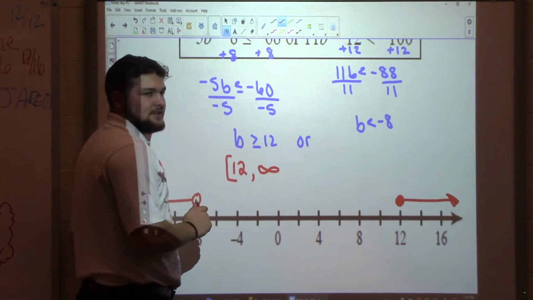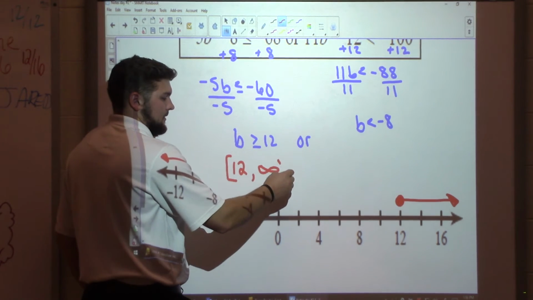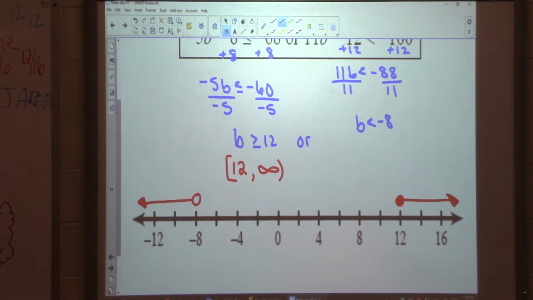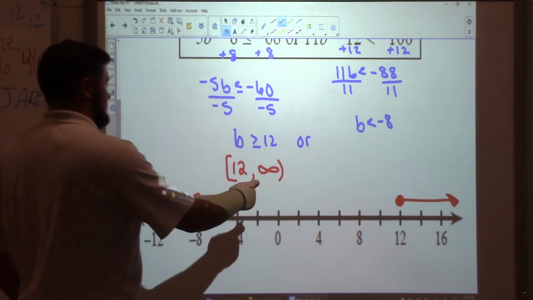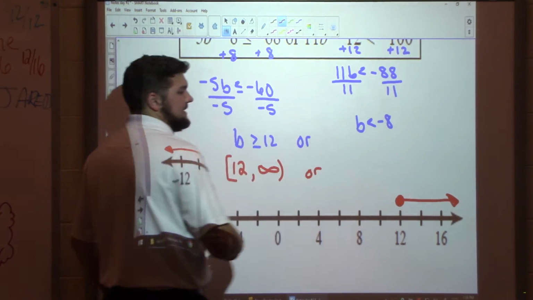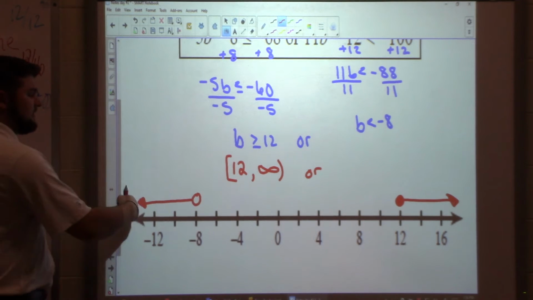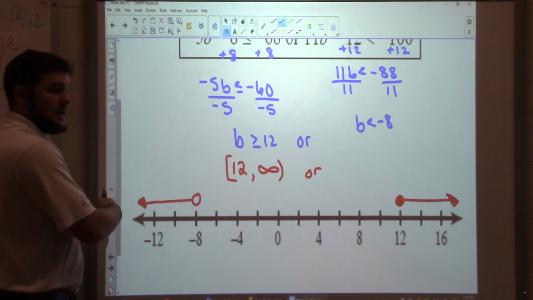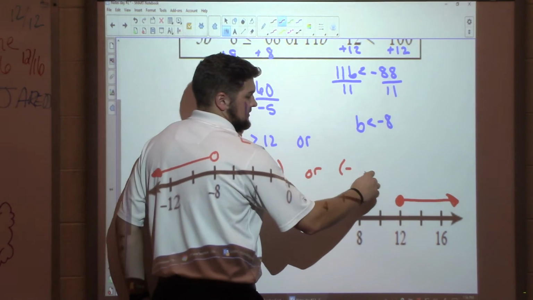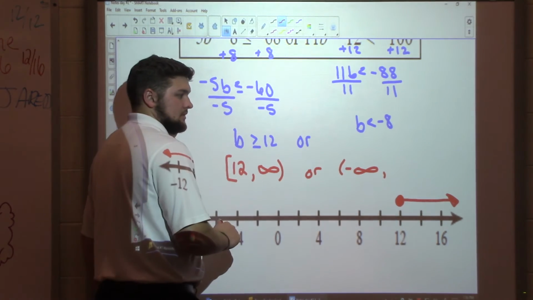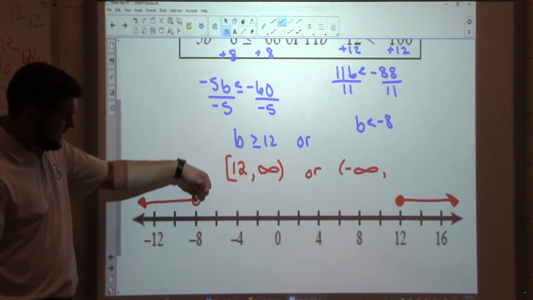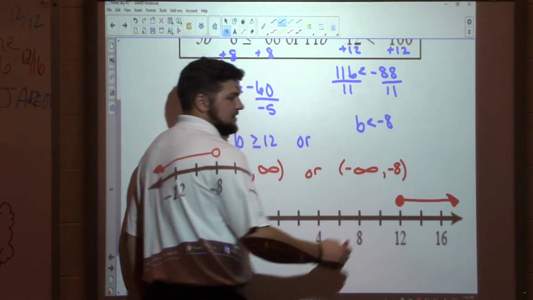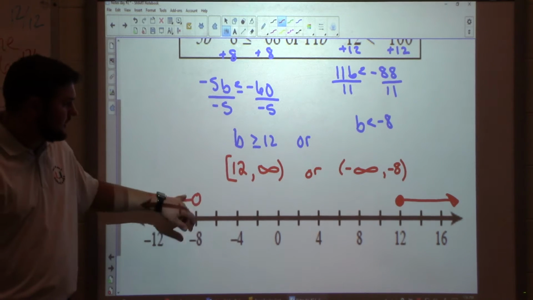Is that a bracket or a parenthesis around infinity? Parenthesis, right? We said we'll never, ever have a bracket around infinity, so we can't include it. Or, look at the second part. B is less than negative 8. That's this part of the graph over here. What is the smallest number that would satisfy that? Negative infinity. The biggest number is going to be negative 8. And is that going to be a bracket or a parenthesis? Parenthesis, right? It's not or equal to, it's an open circle.